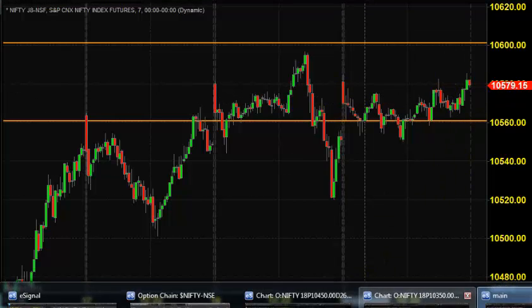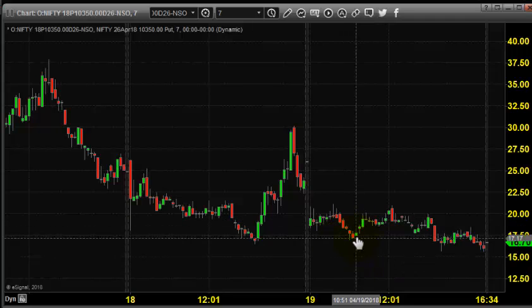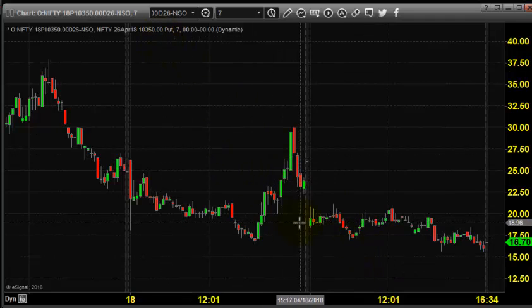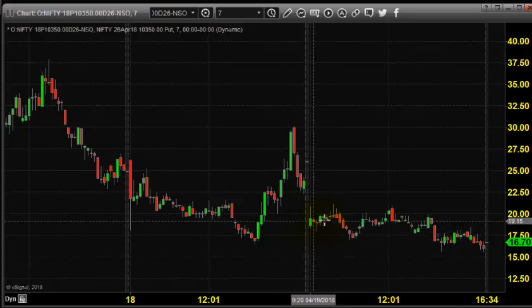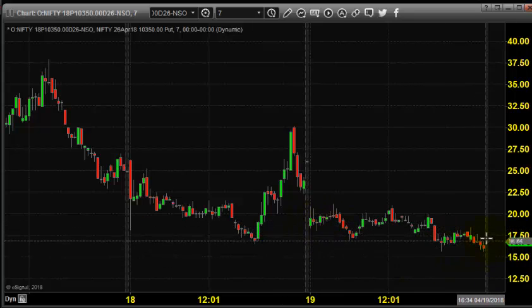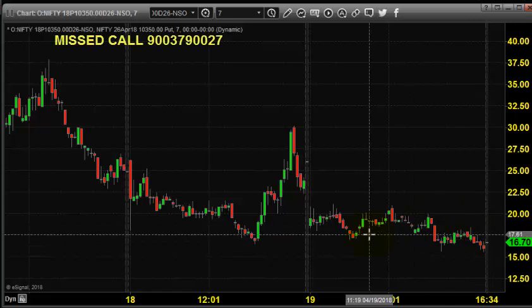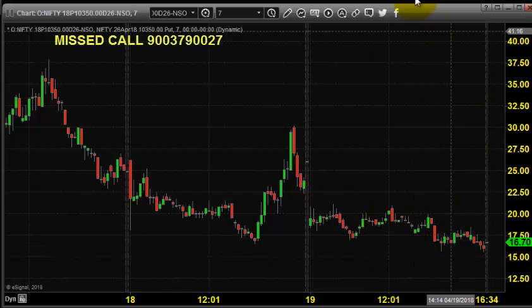What we tried to do, we tried to buy 10,350 put option. So the price opened near 20 and closed near 817. So we didn't have much price movement in the option premium also.